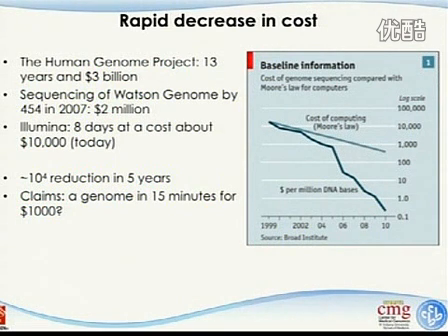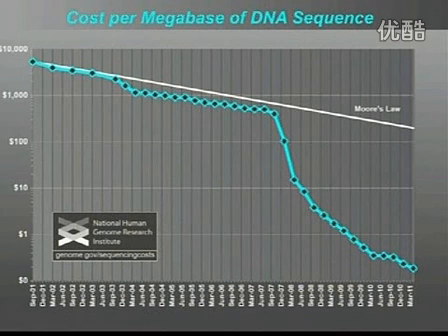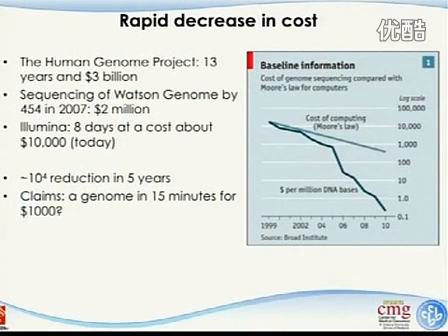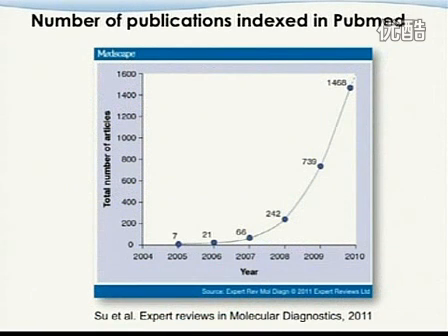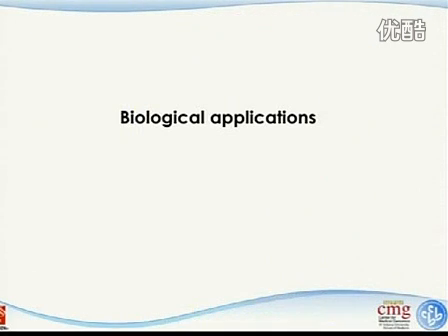And the claim is whether we can sequence a genome in 15 minutes for $1,000 in the years to come. It becomes really real when you look at where this trend goes, right? And the number of publications indexed by PubMed increased dramatically as it came to involve next-generation sequencing studies. I hope I convince you that this is a powerful machine.